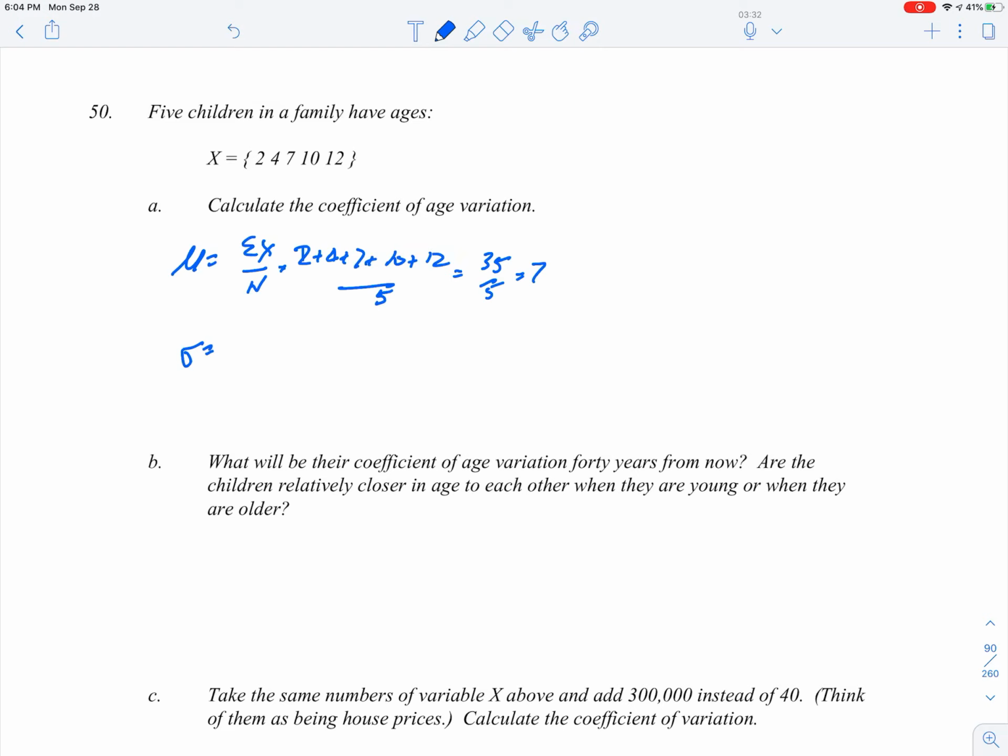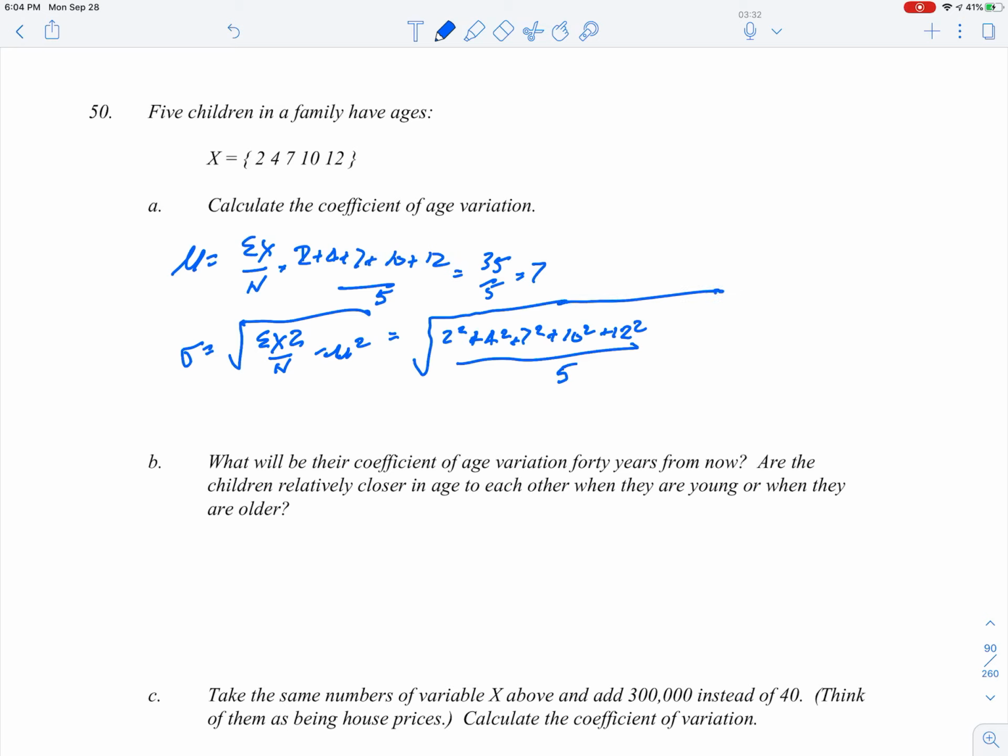The standard deviation here is, I'm just going to jump right to the square root here. The computational formula that we'll use is this. This would be the square root of, and we'll take each number here and square it. 2 squared plus 4 squared plus 7 squared plus 10 squared plus 12 squared. Divide that by 5 minus 7 squared. And then take the square root of that, and we will end up with 13.6. So I've jumped over the variance and taken the square root and just come up with the answer, which is 13.6 right there.